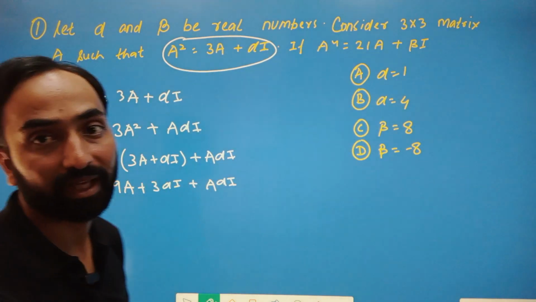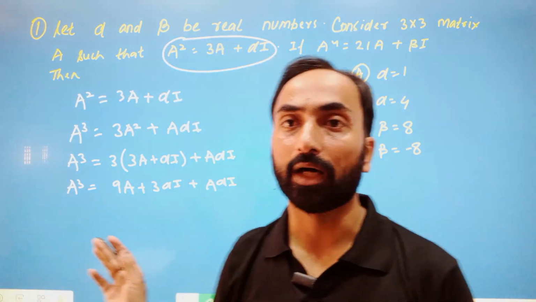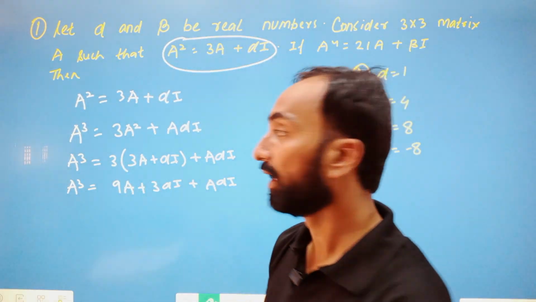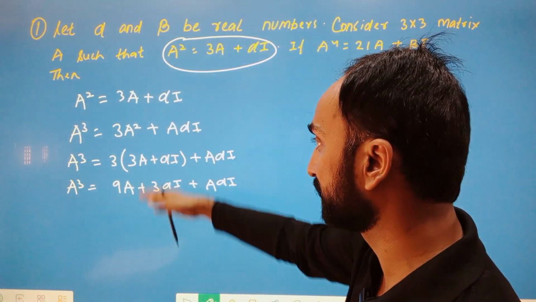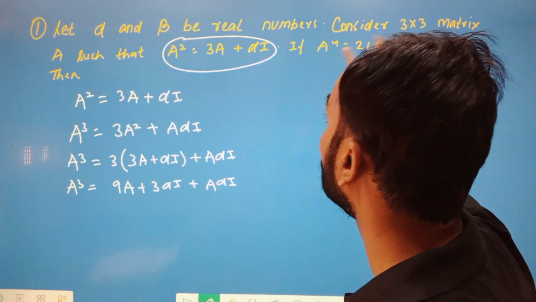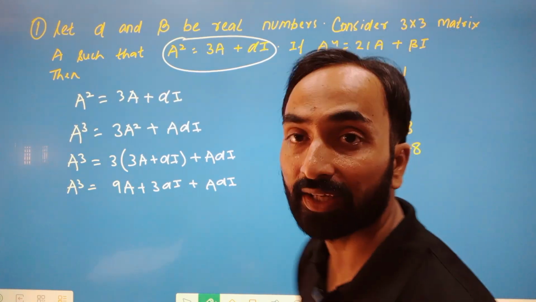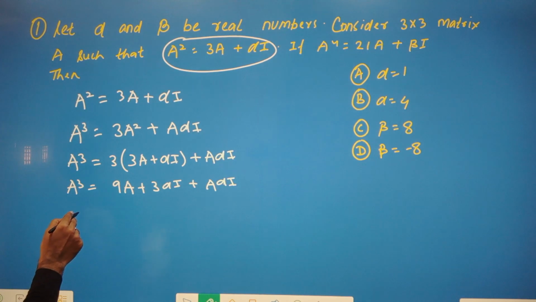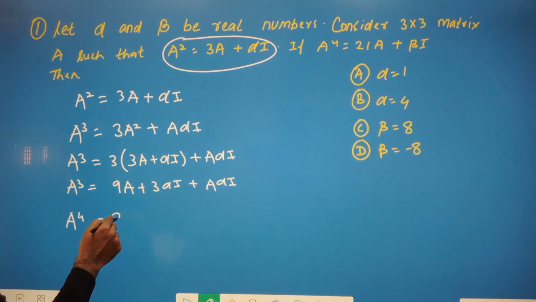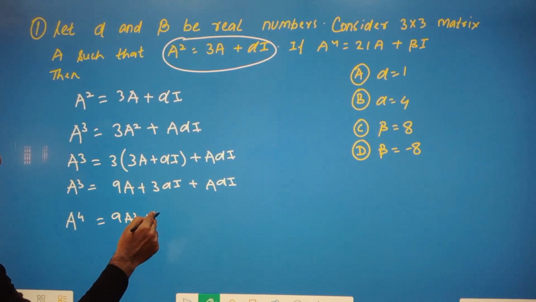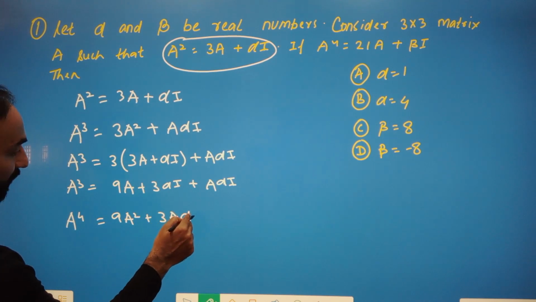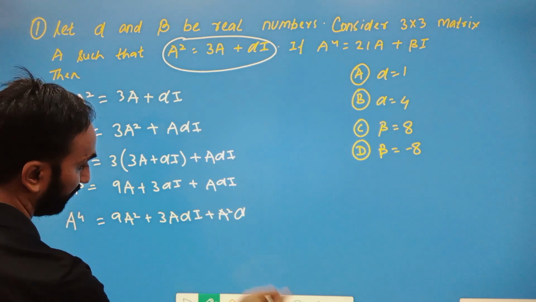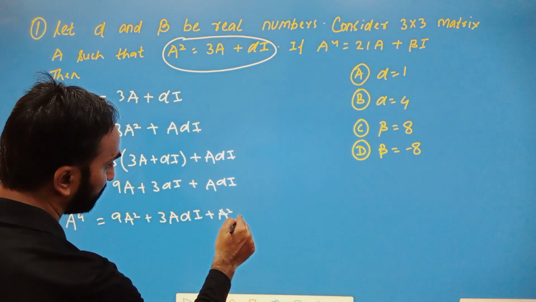Okay. Now we have found the value of A cube, right? The next step we have to find the value of A to the power 4. And whatever value we get from this process, we will compare with the given one, because A to the power 4 value is already given, right? So now again we will multiply the left hand side with A, it will become A to the power 4, this will become 9A square, this will become 3A alpha I, and this will become A square alpha I, right? It is a similar step as the previous one.